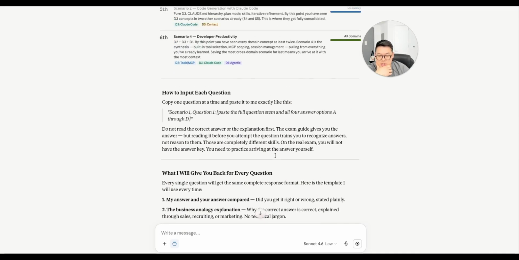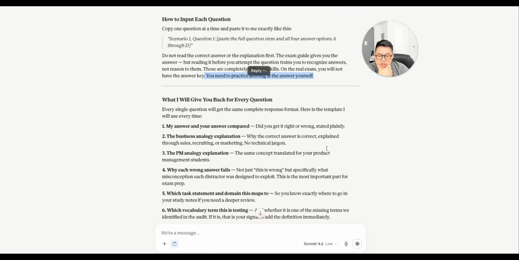Copy one question at a time and paste it to me exactly like this. Scenario 1, question 1, paste. 8 or 3. Do not read the correct answer or the explainer first. The exam guide gives you the answer, but reading it before you attempt the question trains you to recognize answers, not the reasoning to them. Those are completely different skills. On the real exam, you will not have the answer key. You need to practice arriving at that answer yourself.